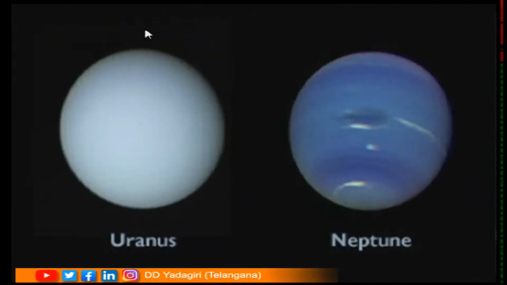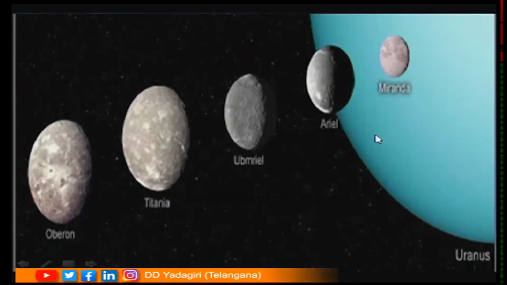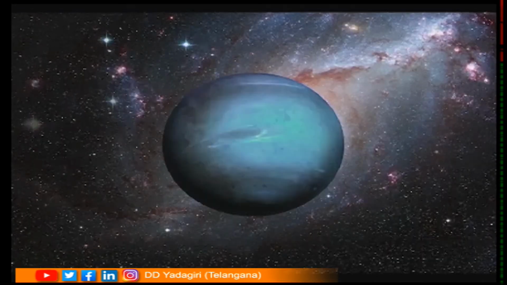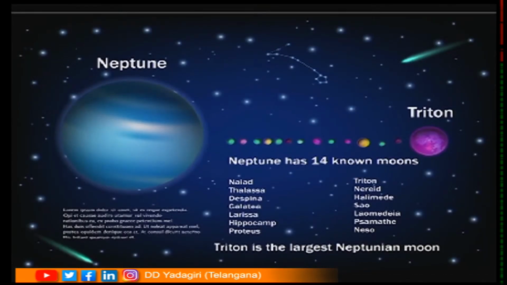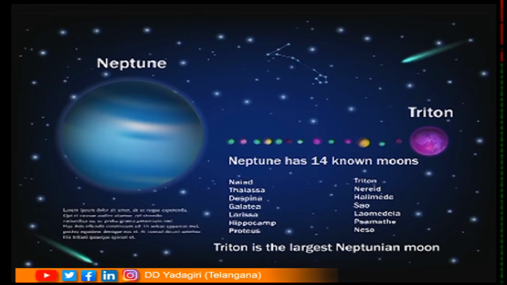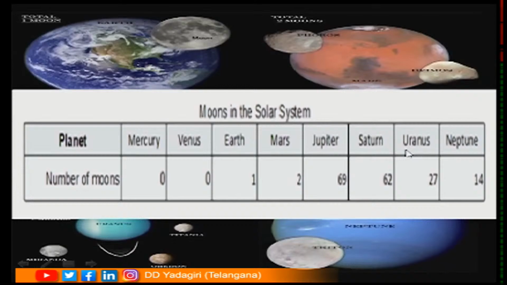So, you can see Uranus like a bright blue color object, as it is having a very cold breeze revolving around it. You can see Neptune as a bright blue object. So, this is Uranus and these are the different natural satellites of Uranus. This is Neptune. There are 14 moons of Neptune. They have been given names. Triton is the largest Neptunian moon.